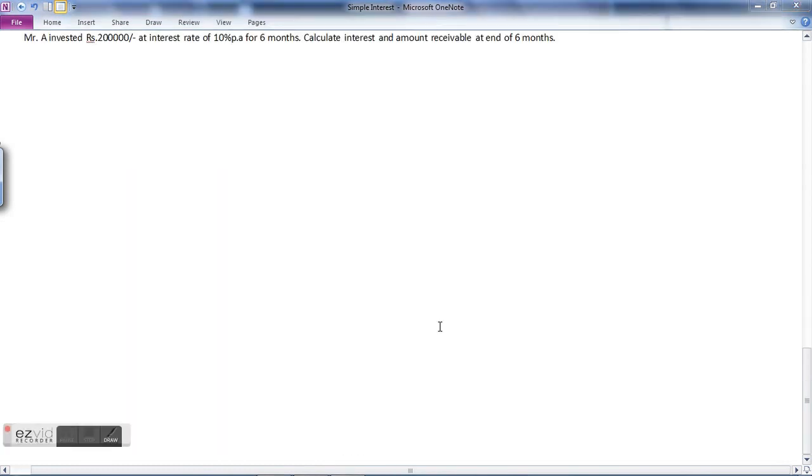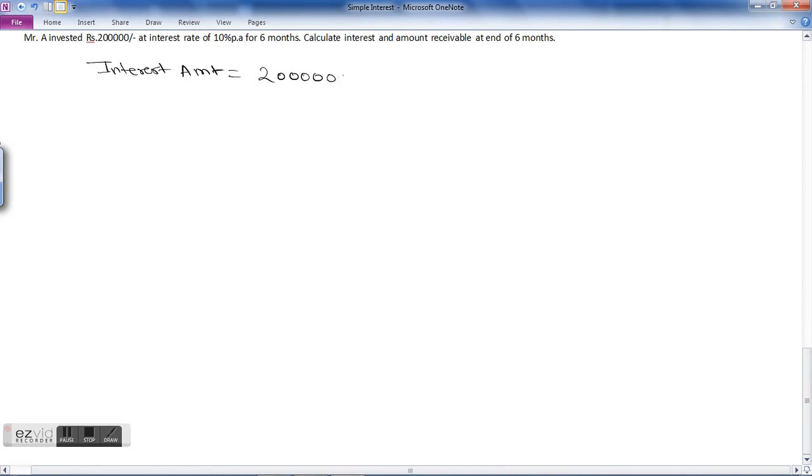Now Mr. A invested rupees 2 lakh at the interest rate of 10% per annum for 6 months. Calculate the interest and amount receivable at the end of the 6th month. First we'll calculate it without using the formula. So what will be the interest amount?